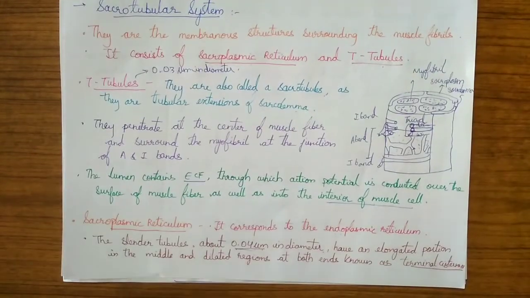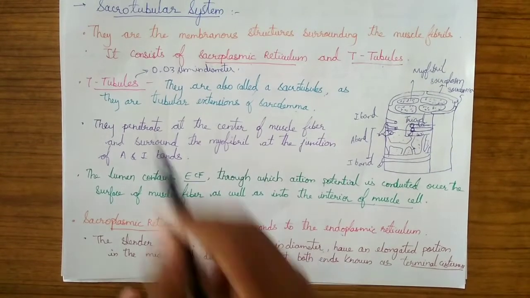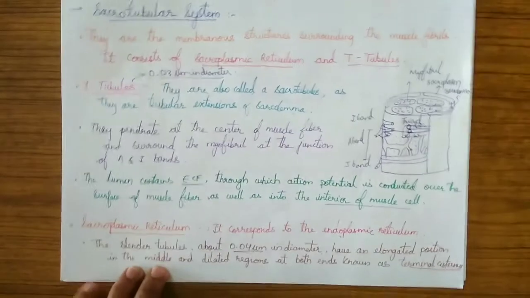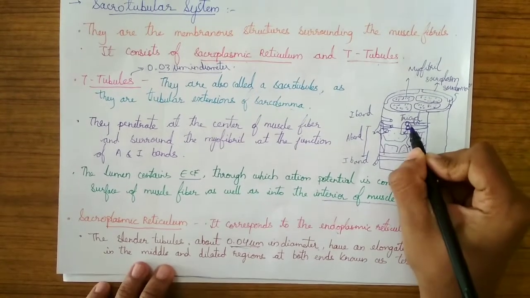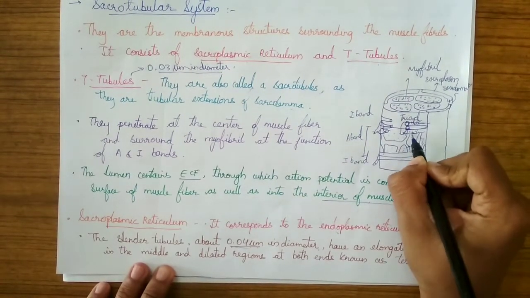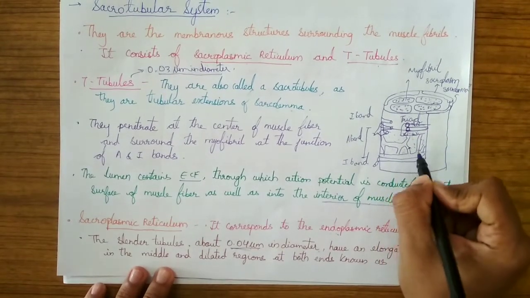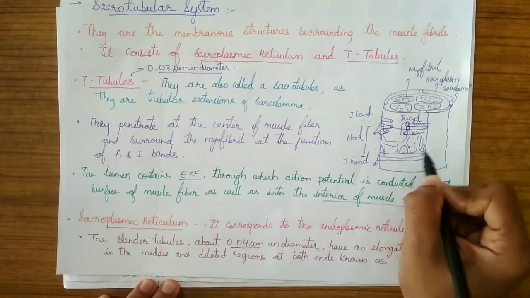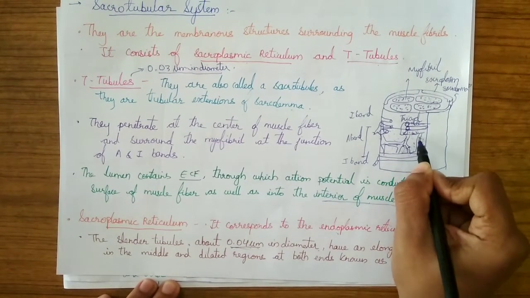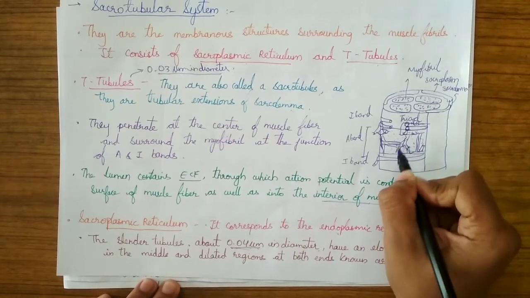Now talking about the sarcoplasmic reticulum, it corresponds to the endoplasmic reticulum of the muscle cell. These are slender tubules about 0.04 micrometer in diameter. The T tubules are 0.03 micrometer in diameter. They have an elongated portion in the middle and dilated regions at both ends known as terminal cisterna. So these are the terminal cisterna around the T tubule and these are the elongated portion of the sarcoplasmic reticulum, which is covered in the A band region in the middle. So this is the A band region and this is the sarcoplasmic reticulum which I am coloring now.